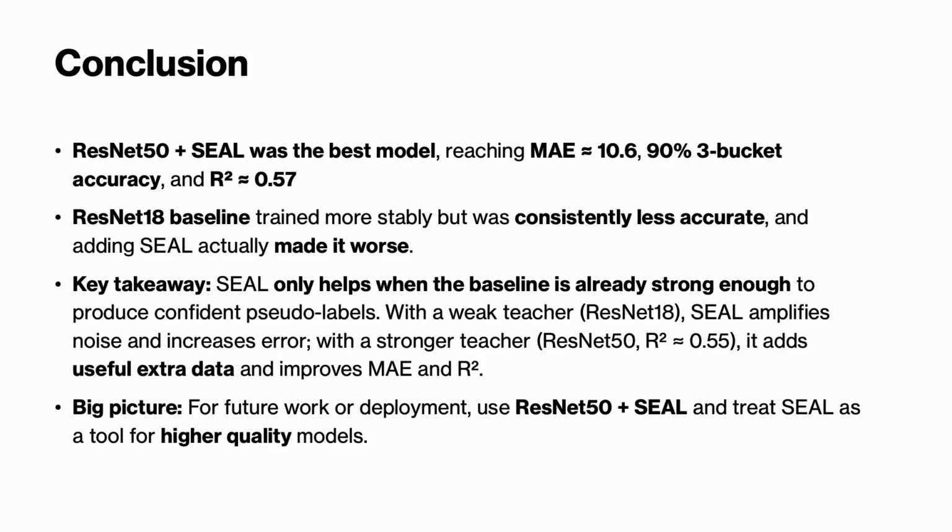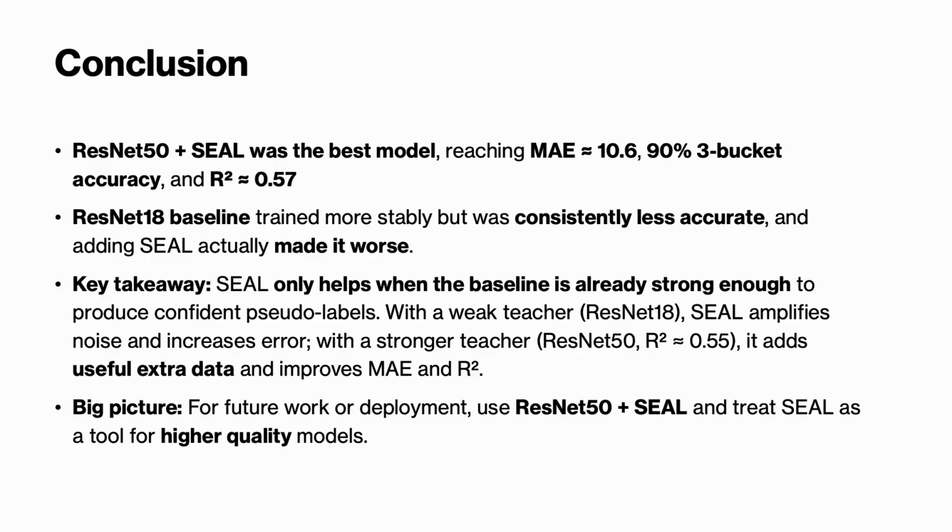So let's wrap up the results. ResNet18 plus SEAL is the best model across every metric. MAE of 10.6, R squared of 0.57, and 90% 3-bucket accuracy. ResNet18 trained stably but landed consistently below ResNet50 on all metrics, and adding SEAL made it significantly worse.